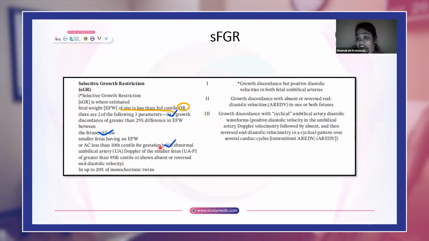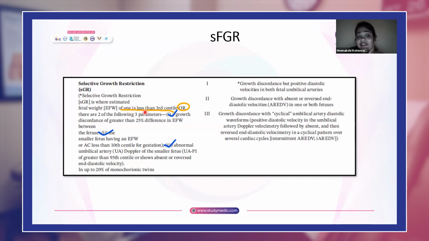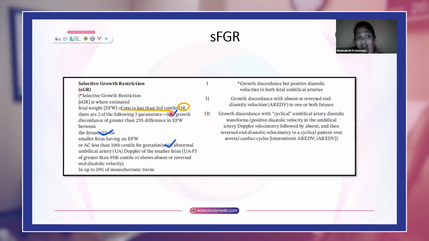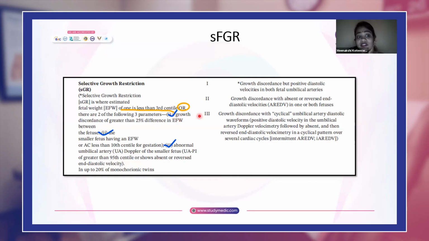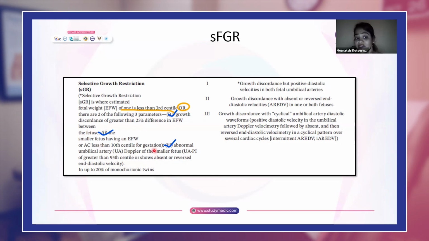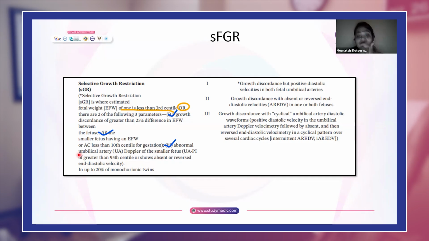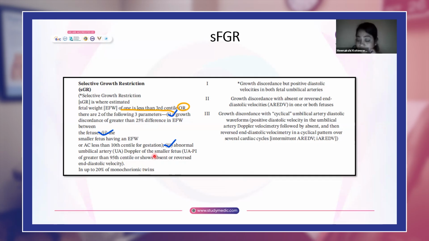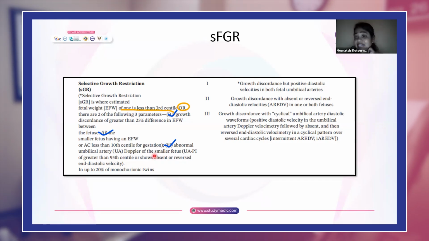you all must be very, very clearly aware of. And selective fetal growth restriction means when the estimated fetal weight of one is less than third centile, or there are two of the following 3 parameters. That means a growth discordance of 25% difference between the fetuses, the smaller fetus having an estimated fetal weight or abdominal circumference of less than 10th centile, abnormal umbilical artery pulsatility index. Okay, when you get 2 out of these 3, right, that's why you call it selective growth restriction.